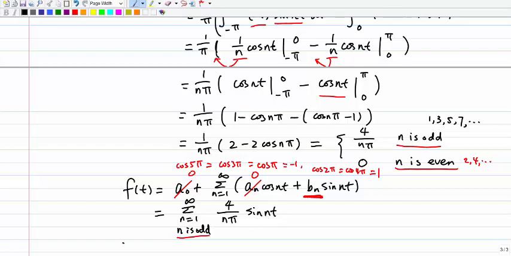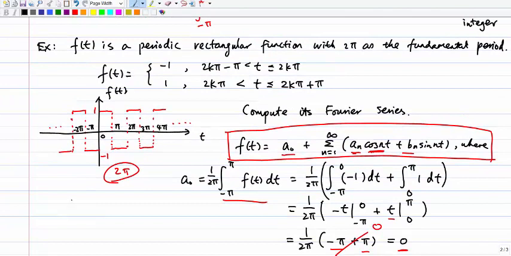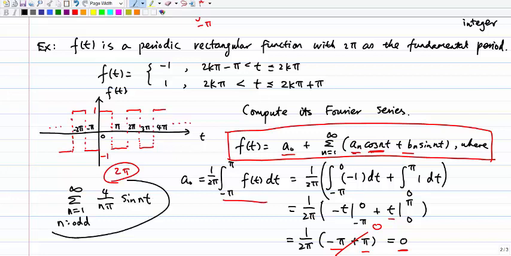So that's the Fourier series for f(t), the previous example, which means for this function, the Fourier series is given by the summation from n equals 1 to infinity, n odd, of 4 over n pi sine nt. So that's the Fourier series for this function. It's not very complex, and it turns out it's not very complex.